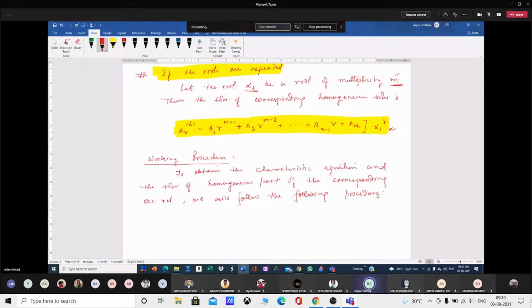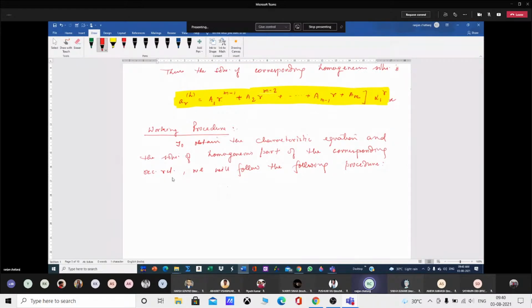Okay. So what we do, we particularly consider a particular degree. Suppose I'm taking, for suppose, the third degree. So first one, this is a prototype. It is an example. I am considering here the third degree. So first one is, these are the steps.